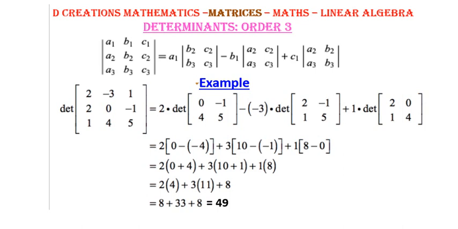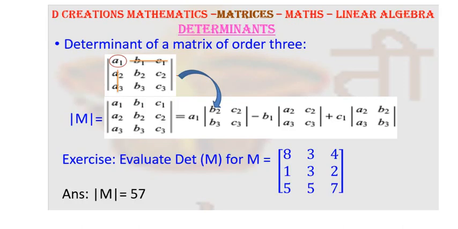So determinant. So what was the input? Input was this square matrix. And what was the output? A single number, the determinant. So that is the idea of solving a determinant.